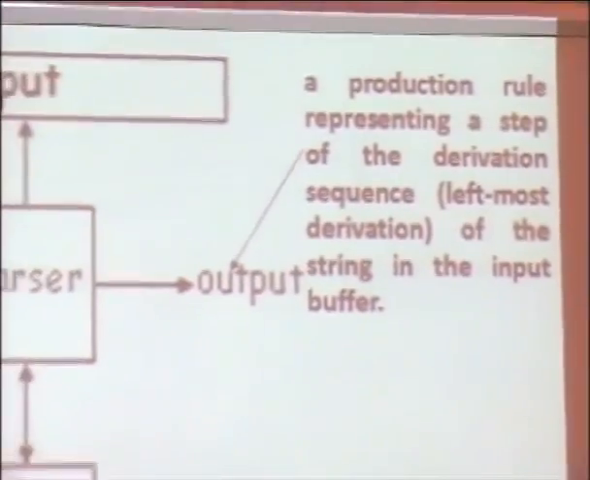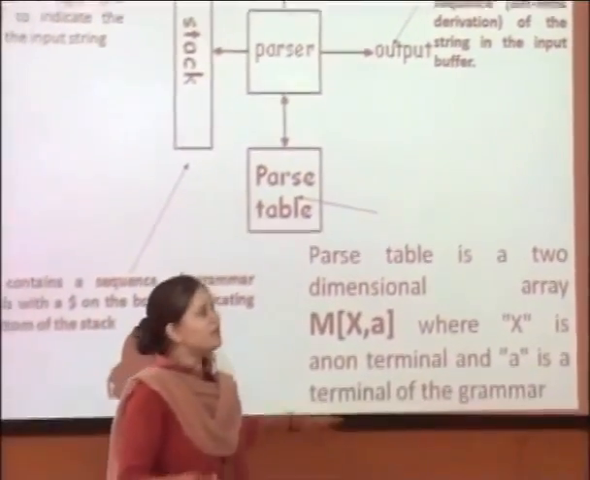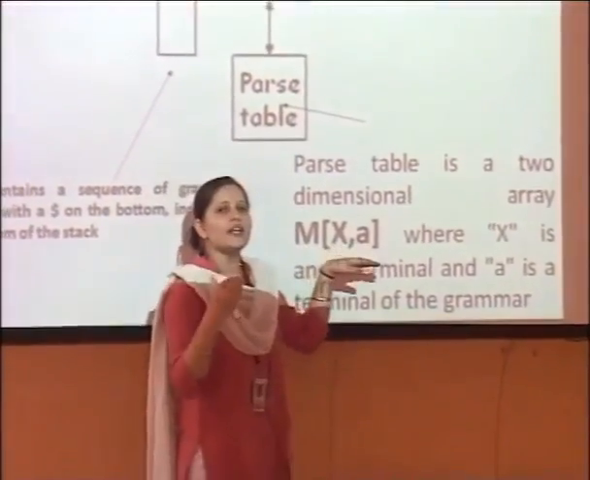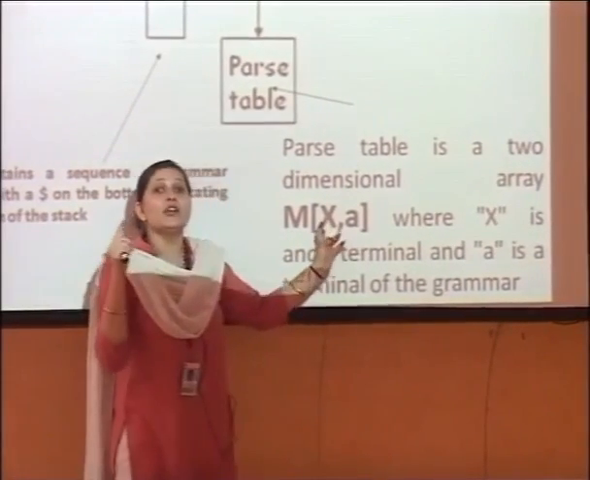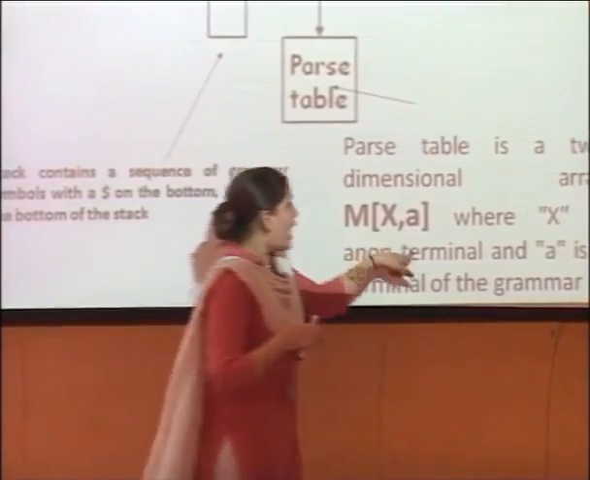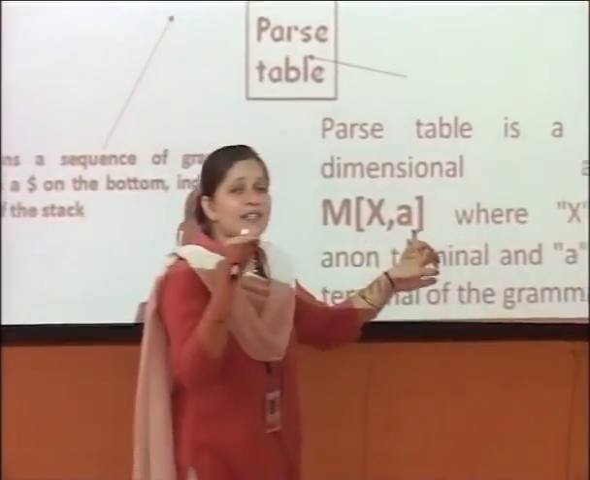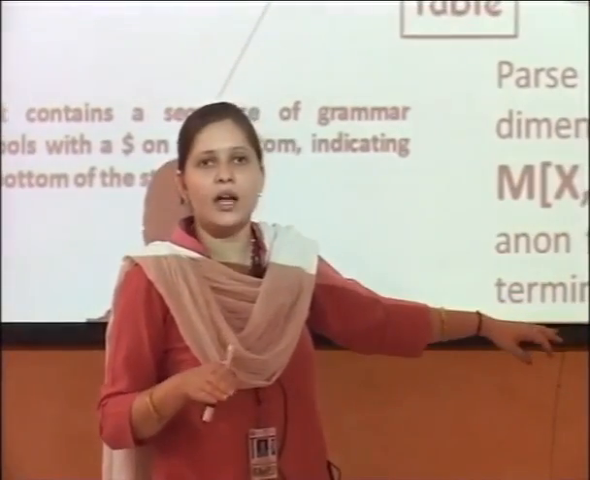This is the parse table. This parse table is actually a two-dimensional array. This two-dimensional array is separated into 2 sections. The first part is representing the non-terminal symbols given in that grammar set. And this small a represents all of the terminal symbols that are available with the grammar set.